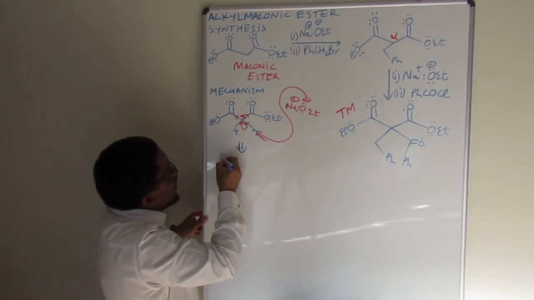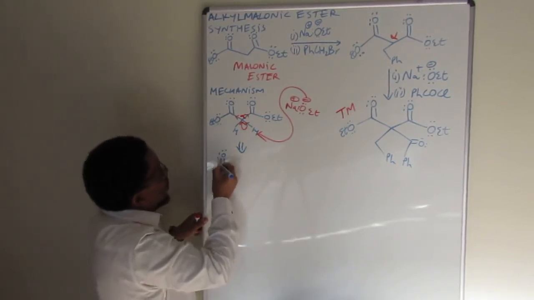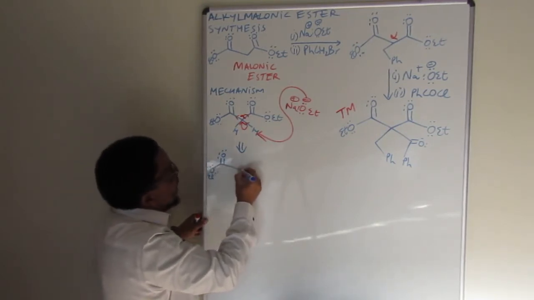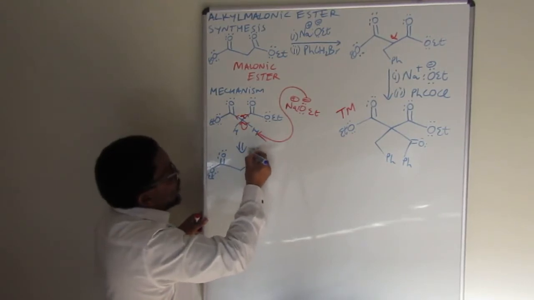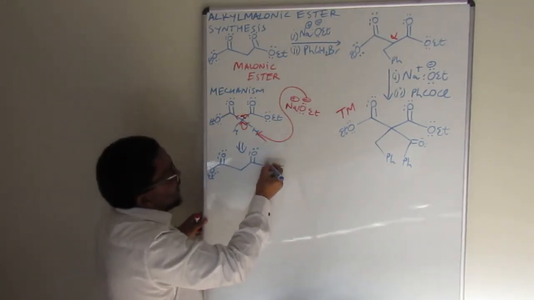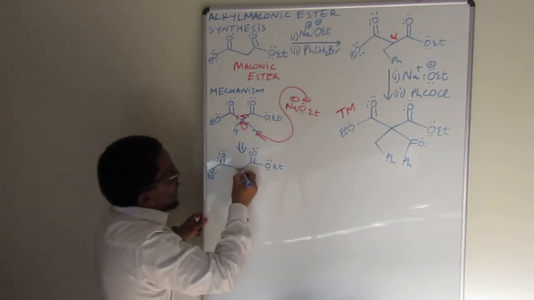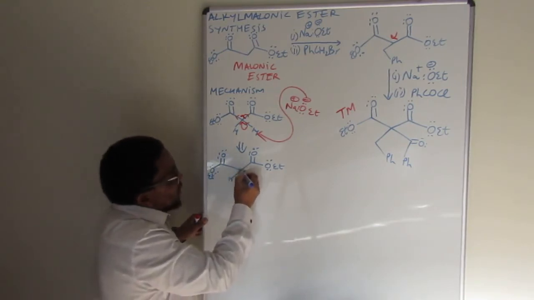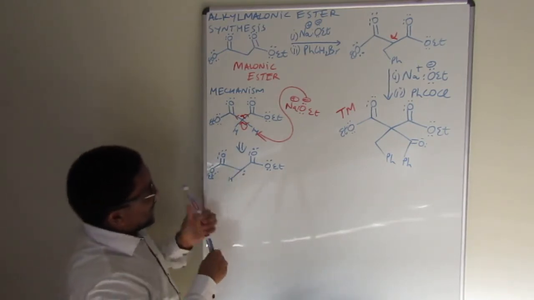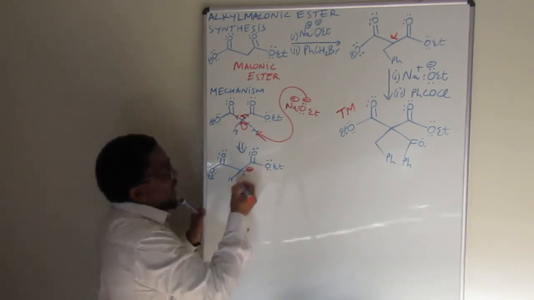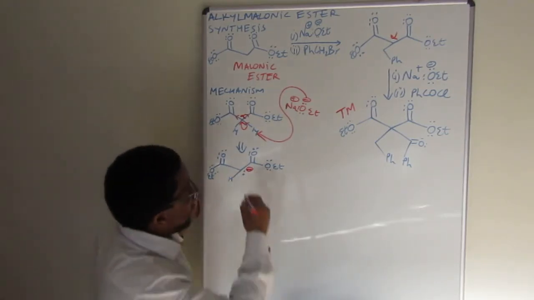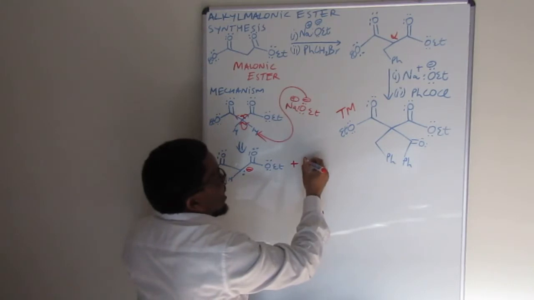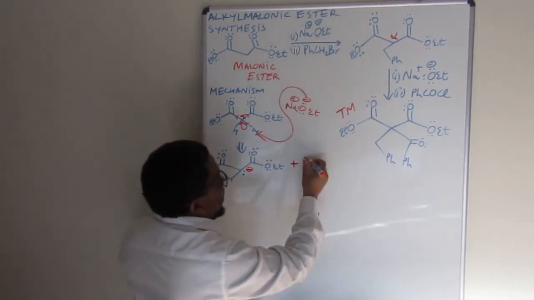This will be C=O with OEt, and this is the other C=O with OEt. We have one proton remaining, and we have now generated a carbanion in that position. A carbanion that can now react with our alkyl halide in an SN2 reaction fashion.